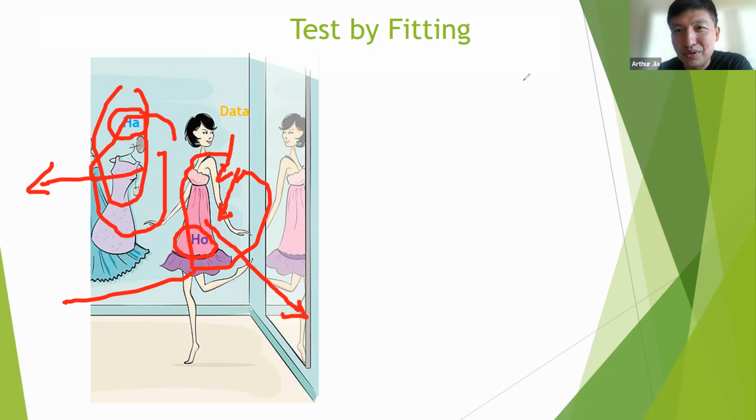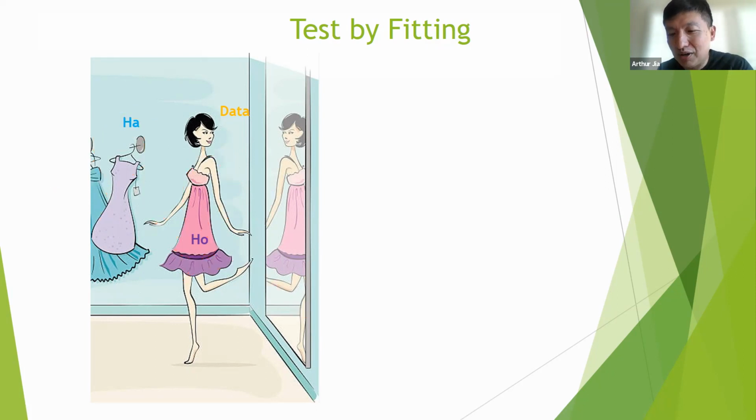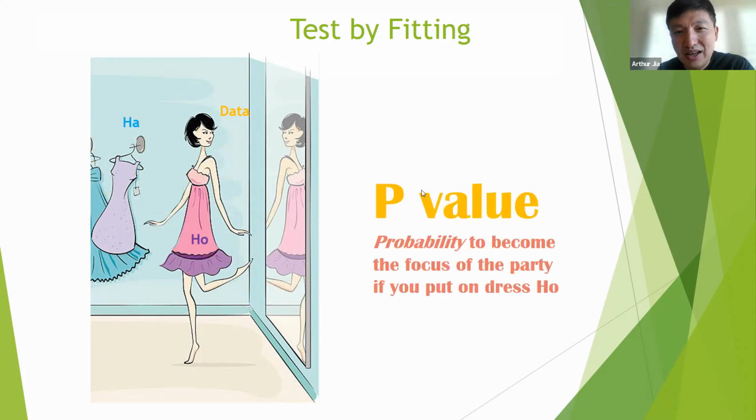So this is what we do for the hypothesis testing. And the p-value, as I mentioned, in this case is equivalent to the probability to become the focus of the party if you put on this one. Any questions here?